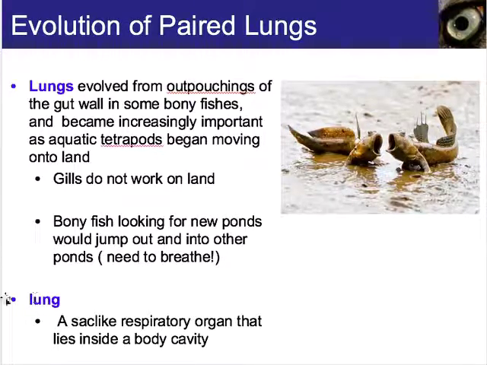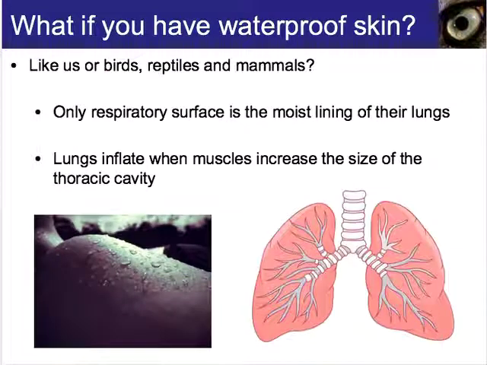So a lung is a sac-like respiratory organ that lies inside a body cavity. Like us or birds, reptiles, and mammals, you have waterproof skin. And so if you have waterproof skin, you have to have lungs because you can't exchange gases across your skin. Remember, gas exchange can only occur along a respiratory surface, which needs to be thin and moist. So the only respiratory surface is the moist lining of our lungs, and lungs inflate when muscles increase the size of the thoracic cavity.